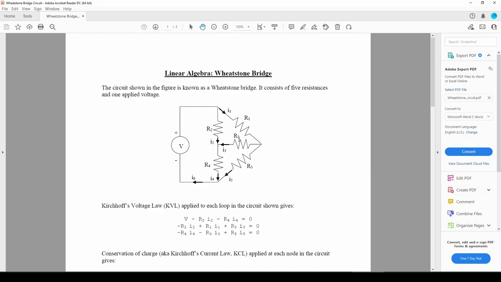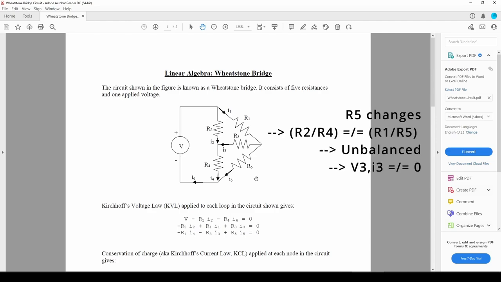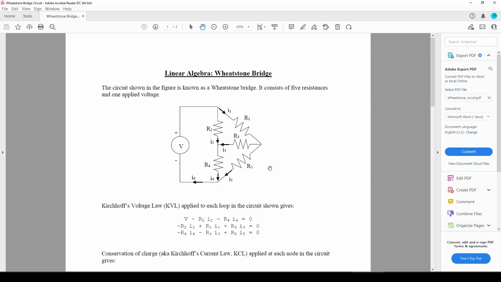A typical application of a Wheatstone bridge is with strain gauges. Let's say R5 is the resistor in a strain gauge, and all the resistances are initially equal. In this case, the bridge is balanced, and there's no voltage or current across R3. But when the strain gauge is stretched or compressed, it changes the value of R5, and now there's a voltage and a current flowing across R3 because the bridge is now unbalanced. The amount of voltage across R3 is related to the deformation of the strain gauge, so engineers can determine how much the gauge displaced based on what voltage they measure from the Wheatstone bridge.